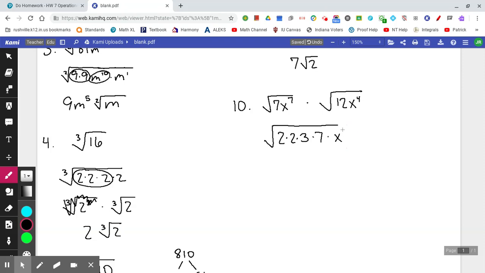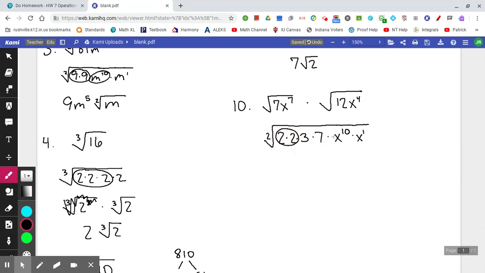Now, I can either write that as x to the 11th, because 7 plus 4 is going to give me the 11, or I can already know that since I'm looking for groups of 2, since this is an index of 2, I'm going to want to rewrite that as something to an even exponent, because an even number is always divisible by 2. So I'm going to rewrite this as x to the 10th times x to the 1st. So another way of writing x to the 11th, but now I have this perfect square.